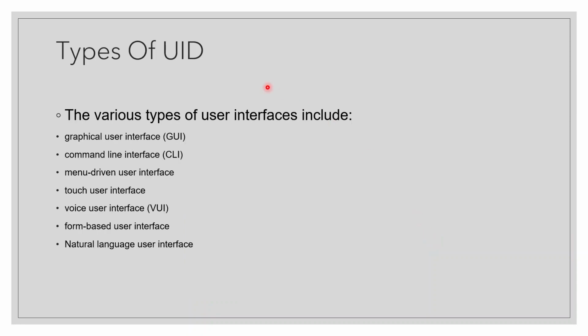Now let us see types of UID. There are various types of user interfaces, which include graphical user interface, command line interface, menu driven user interface, touch user interface, voice user interface, form based user interface, and natural language user interface. They all have a unique interface which we can see.